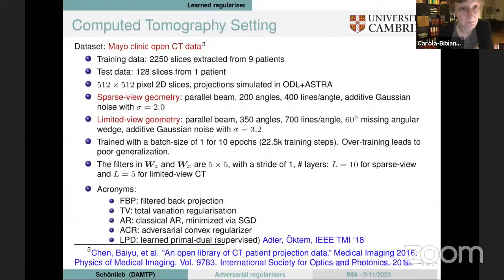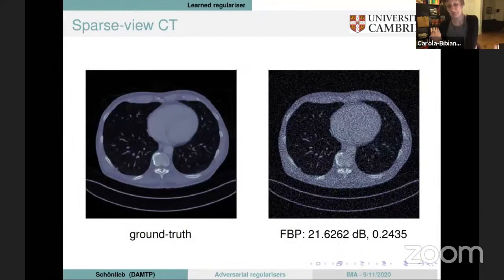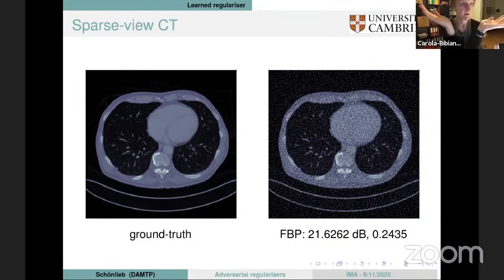I'll show you two examples. Again, happy to tell you more details about the training setup in a moment. One is sparse view CT, which means low resolution in the angular sampling, but equidistant. The other one is limited angle CT, where you have a whole wedge of angles missing.